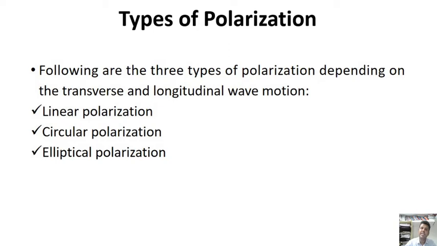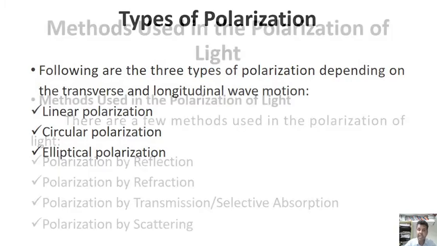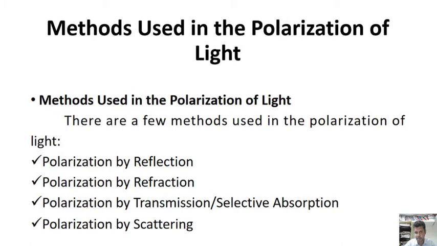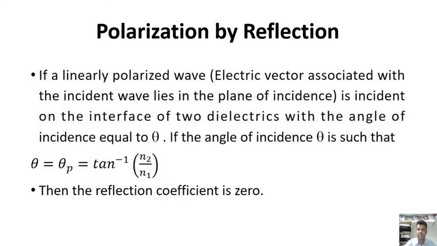Following are the three types of polarization depending on the transverse and longitudinal wave motions: linear polarization, circular polarization, and elliptical polarization. So here, methods used in the polarization of light are reflection, refraction, transmission, and scattering. So these are all the four things.